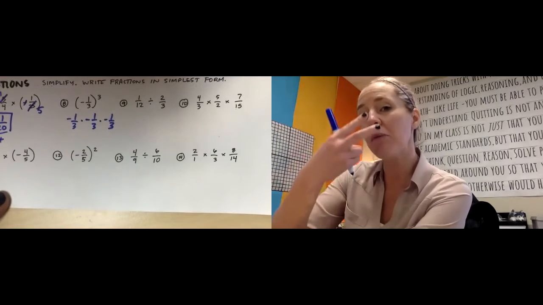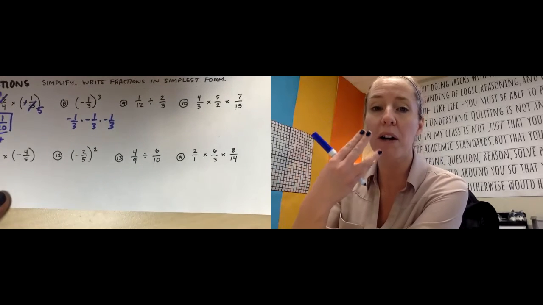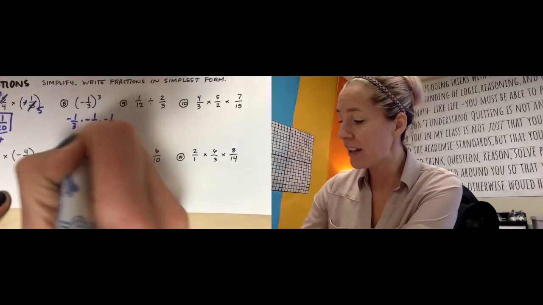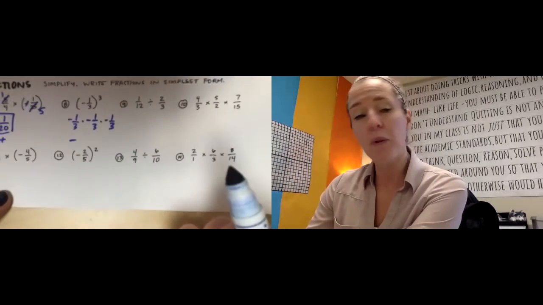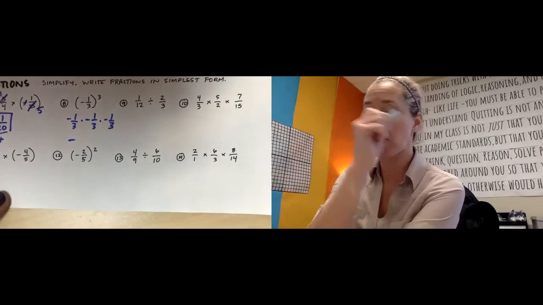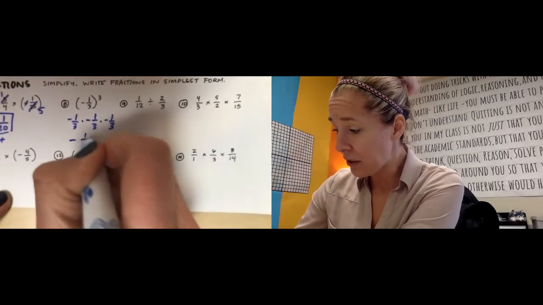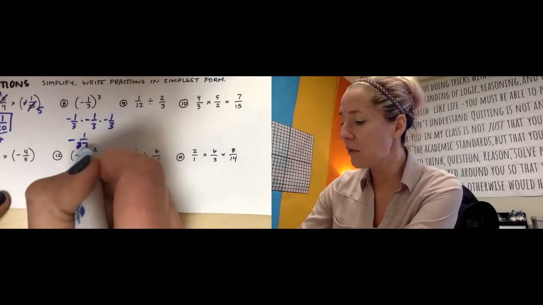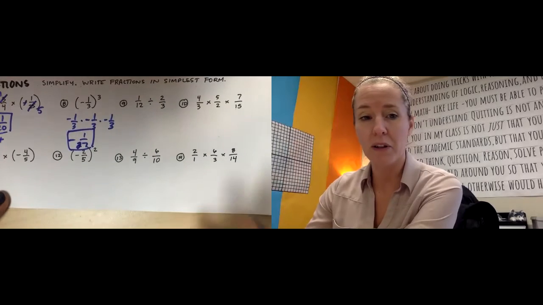So negative 1/3 times negative 1/3 times negative 1/3. Okay, it's going to be a negative times a negative times a negative. 2 of those guys are going to buddy up and cancel out, and this little guy is going to be left over. So we're going to have a negative answer. Okay, I can't see any way to simplify, so I'm going to do 1 times 1 times 1, all my numerators, and then 3 times 3 times 3 is 27. Okay, so negative 1/27 is going to be that one.